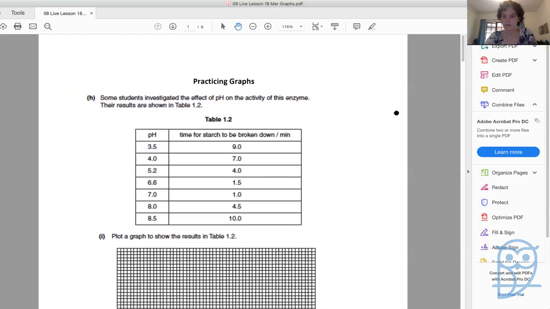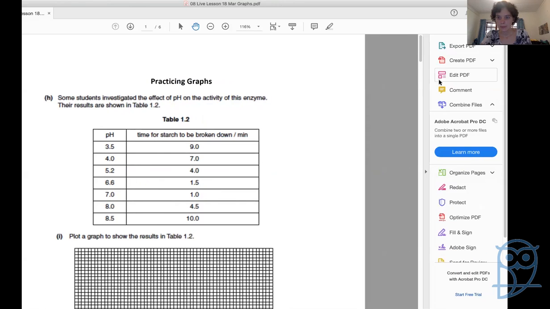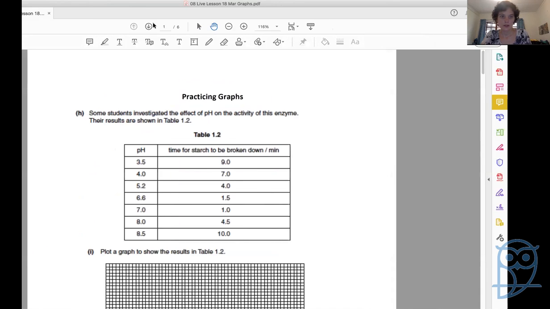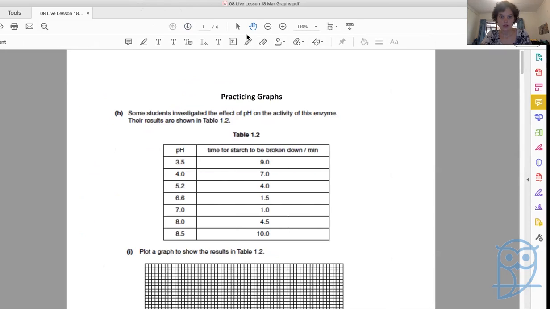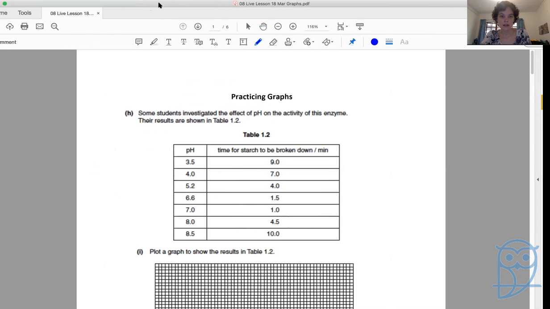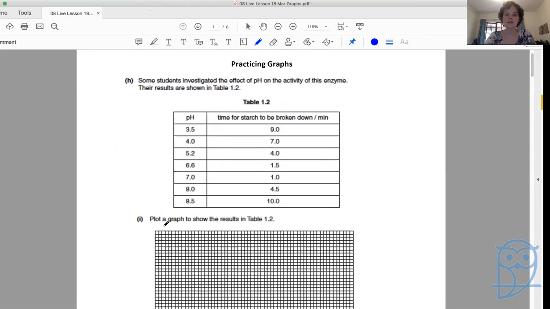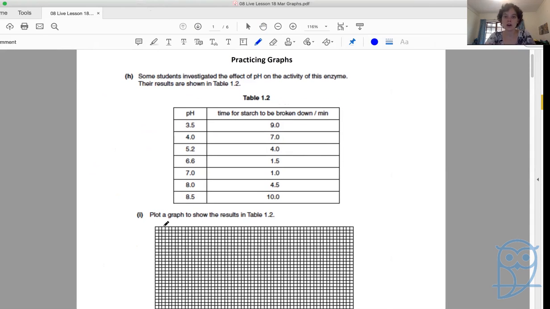Right, so let us do some past paper questions. I just need to do a new share so you can actually see what I'm looking at. Okay, and when I do that, then it wants to move everything. Okay, give me a moment. Okay, so hopefully now you can see a PDF called Practicing Graphs. So what we're actually going to do is we're going to do the graphs.